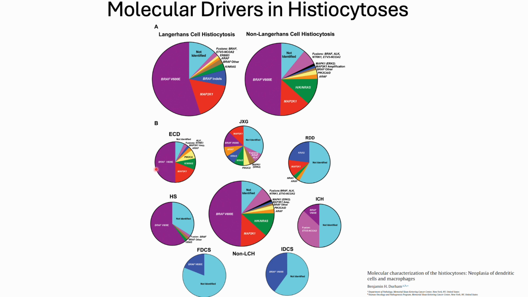But I just wanted to focus for a couple of slides on Erdheim-Chester disease and point out that 50% of Erdheim-Chester has got a BRAF V600E driver.